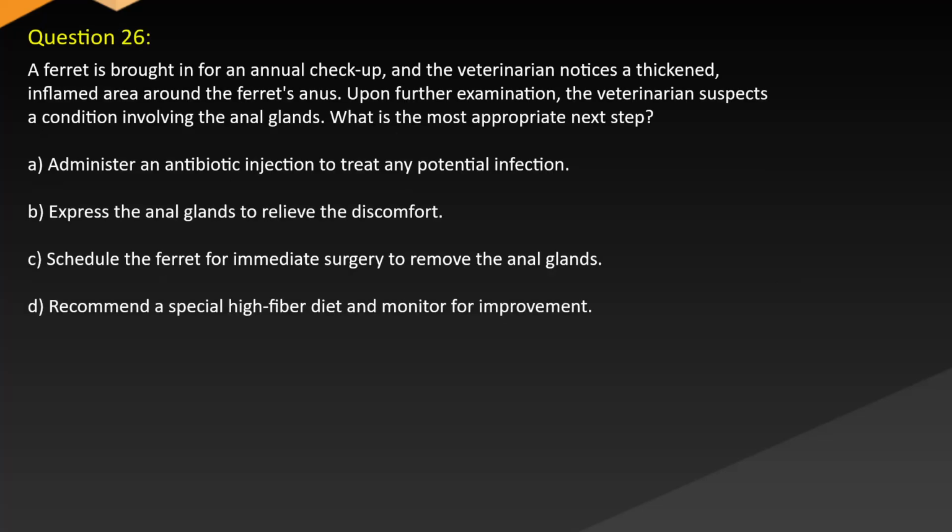Question 26. A ferret is brought in for an annual checkup, and a veterinarian notices a thickened, inflamed area around the ferret's anus. Upon further examination, the veterinarian suspects a condition involving the anal glands. What is the most appropriate next step? A. Administer an antibiotic injection to treat any potential infection. B. Express the anal glands to relieve the discomfort. C. Schedule the ferret for immediate surgery to remove the anal glands. D. Recommend a special high-fiber diet and monitor for improvement.